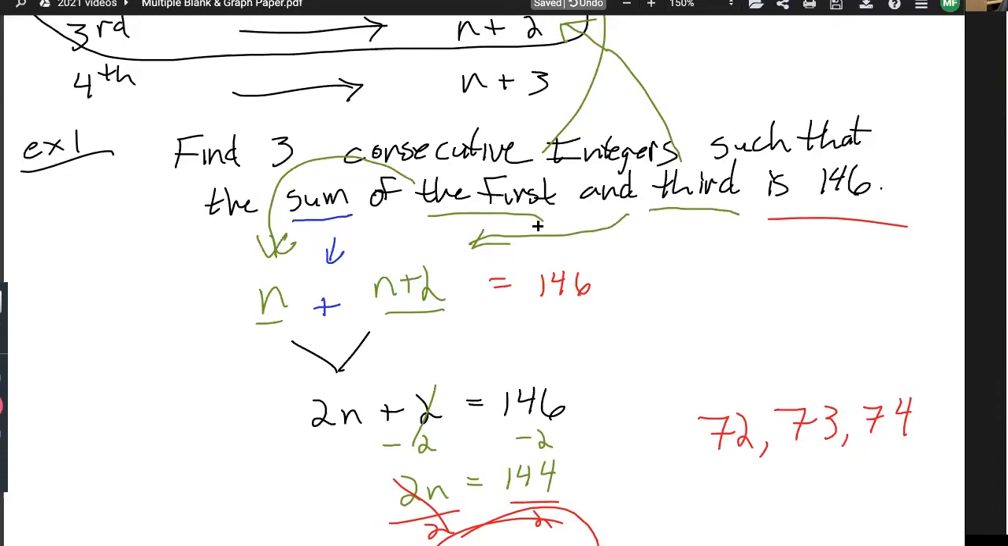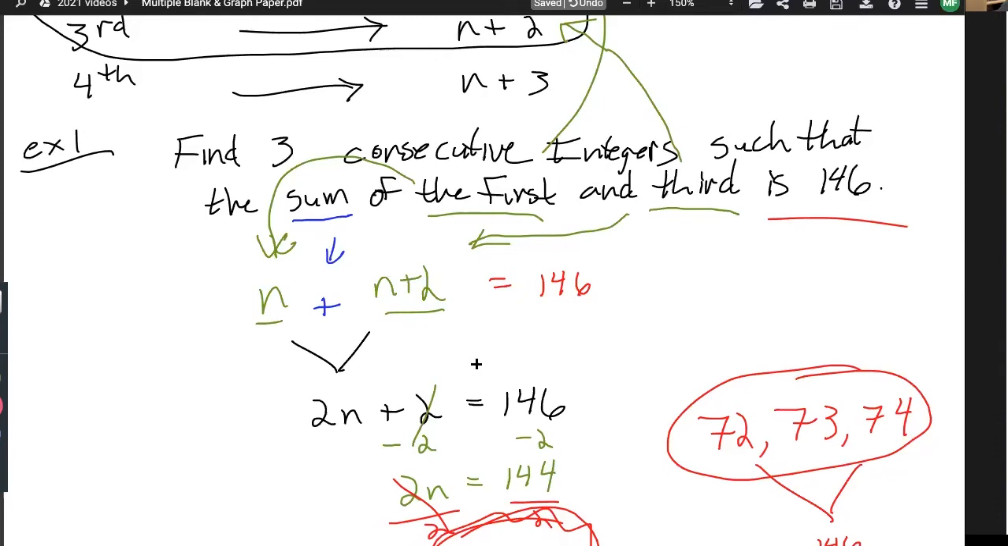The sum of the first and third is 146. Is that true? What's 72 plus 74? 146. It works. Okay, so this is our answer. Not this. I shouldn't have circled this. Okay, the answer is just 72, 73, and 74.